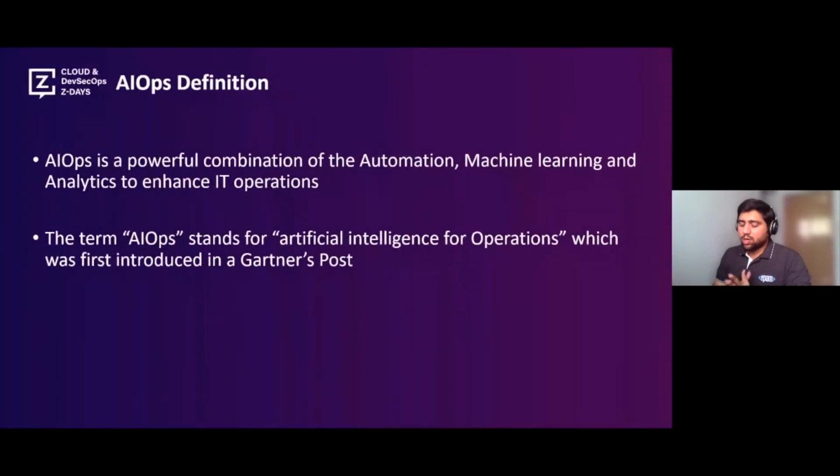Talking about the AIOps definition, AIOps is a combination of automation, machine learning, and analytics, with a process wrapped around it to enhance IT operations. There are multiple practices already in the IT operations world which are done in silos. AIOps tries to put a wrap around them and add some intelligence on top, so that we enhance what we're doing right now. By definition, it stands for artificial intelligence in operations, which itself defines its functionality, and it was first introduced in 2017 in Gartner's post.